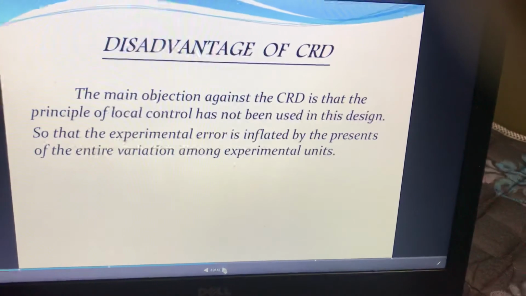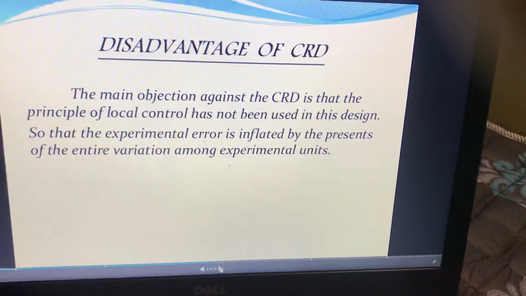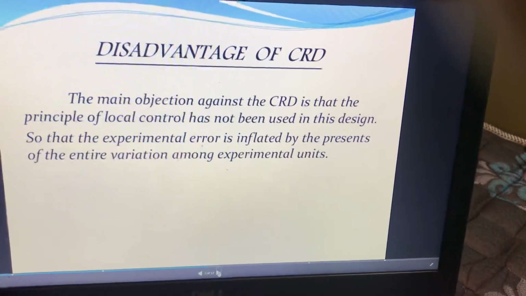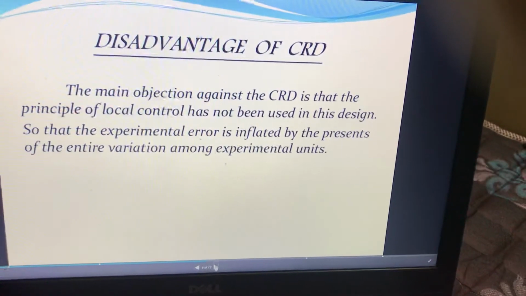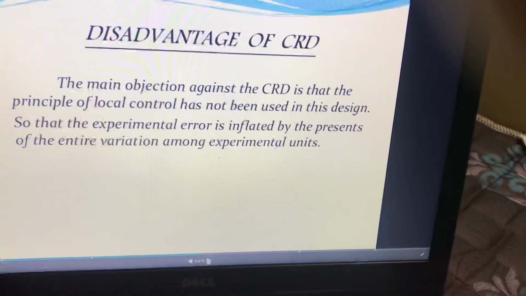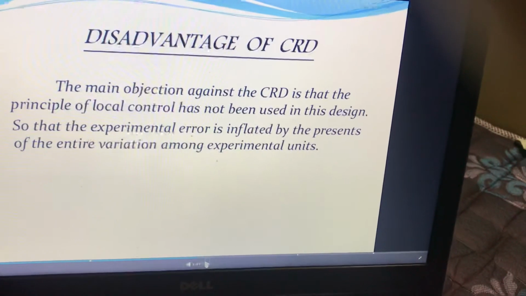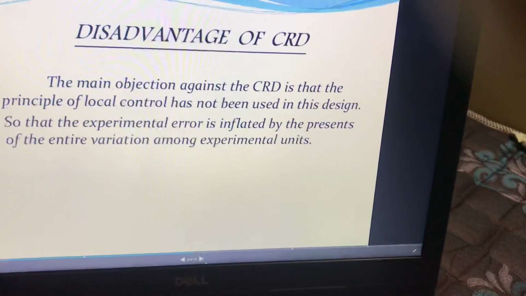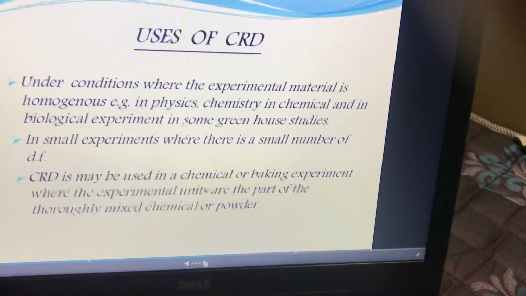So what are the disadvantages of CRD? The main objection against the CRD is that the principle of local control has not been used in this design, so the experimental error is inflated by the presence of the entire variation among the experimental units. So we have to take correct plots.